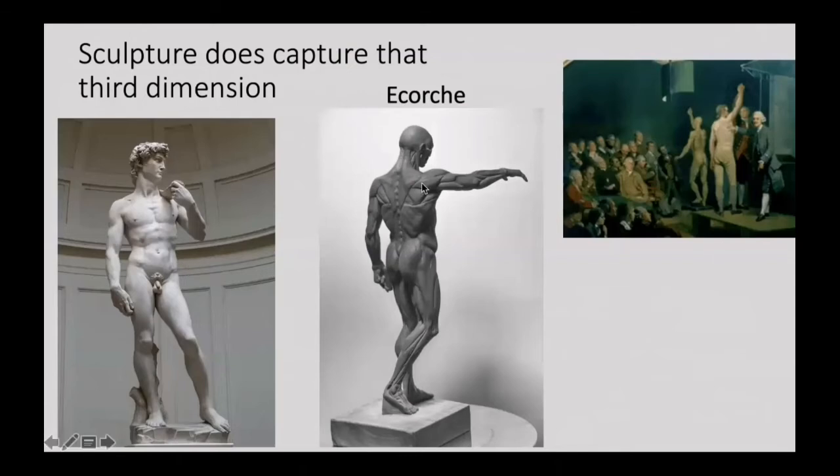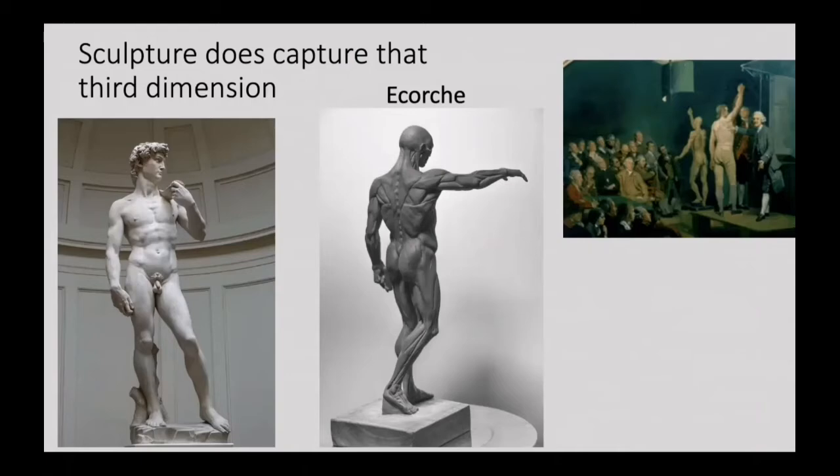And around about that time, people were creating these things called ecorchés, which is basically a flayed body, where you can see the musculature. They've been used for teaching anatomy. Here's an illustration of William Hunter, a famous Scottish anatomist, teaching using surface anatomy and an ecorché, teaching some medical doctors back in Hunter's day. So capturing that third dimension has been done in art and sculpture.